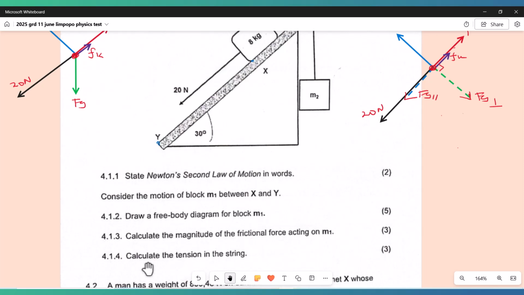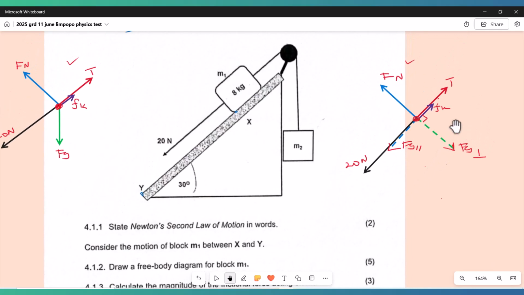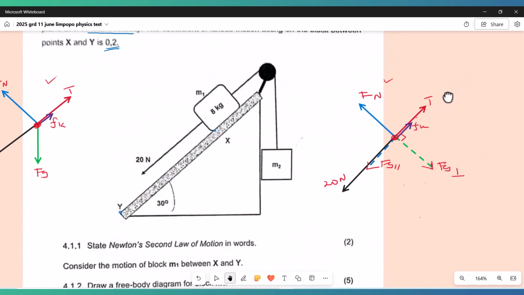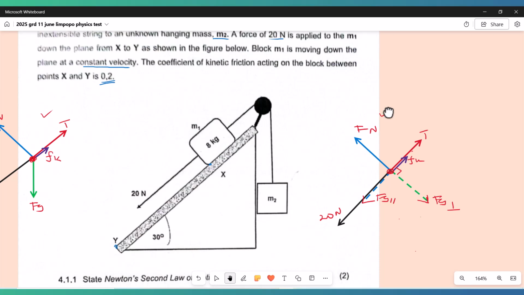They said to calculate the magnitude of the frictional force acting on M1. Now frictional force can be gotten in two ways. You can either use F net equals to MA, or you can use F friction equals to coefficient times normal force. Because here I don't have the tension force yet, I cannot use F net equals to MA because I don't know the tension. But because I know the coefficient, which is this 0,2, I can use my frictional force Fk equals the coefficient times F normal.